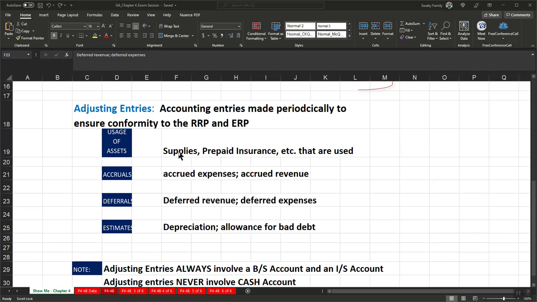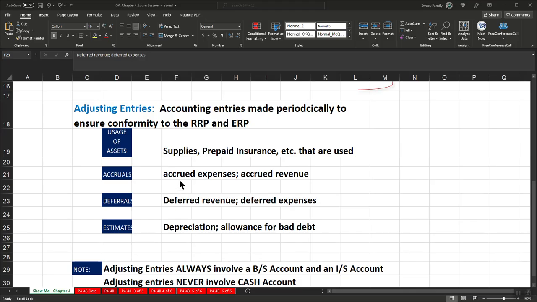One popular type of adjusting entry is the usage of assets. Let's say you bought some supplies at the beginning of the period, and by the end, you have used half or a portion. You would want to adjust the asset to take out the portion that was used up, which is now an expense. Or it could be prepaid insurance. You paid for 12 months of insurance or 15 months of insurance, and here you are 9 months later. You want to charge or record the expense portion of the 12 or 15-month payment that was made.